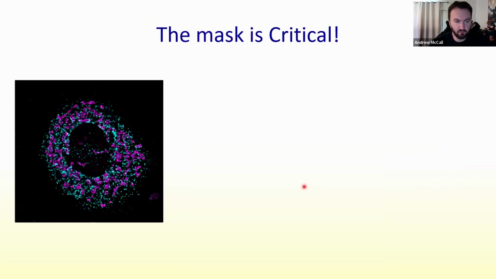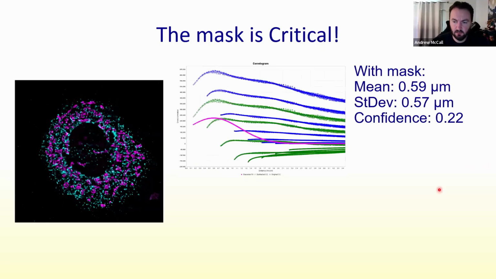I'm not really going to go over how that works, but just know that it is really critical, and I want to demonstrate this with some real data. So if we take this image again and compare our result with the mask and without, with the mask, you can see that we have a mean distance between our endoplasmic reticulum and mitochondria of 590 nanometers and a standard deviation of 570 nanometers. This makes sense. They're not very consistent in terms of the space between them. So we would expect a pretty large standard deviation. Additionally, your confidence is only 0.22, which is pretty good.